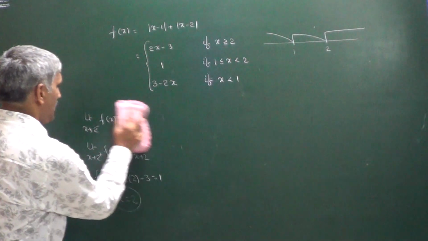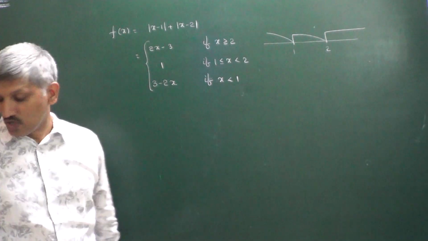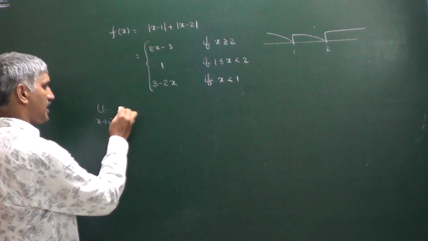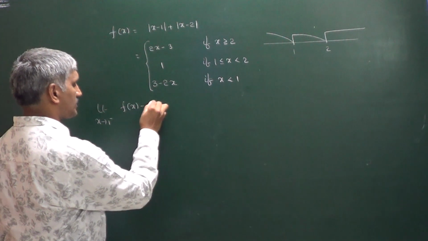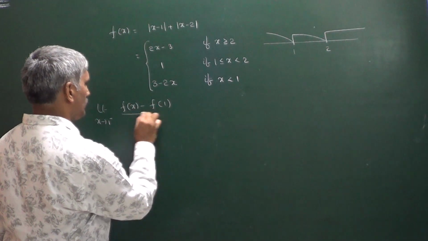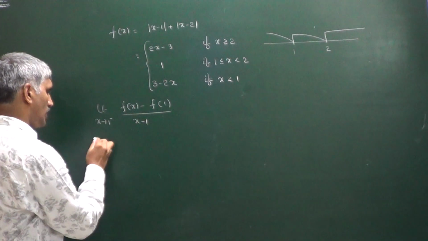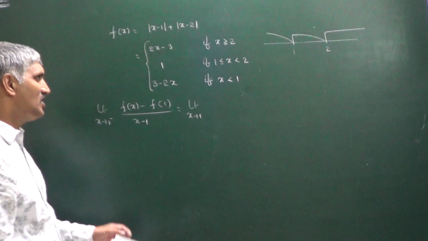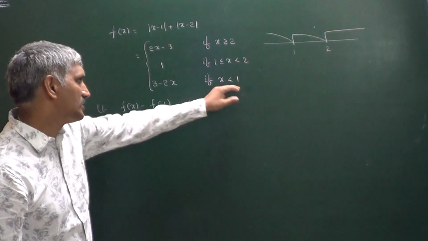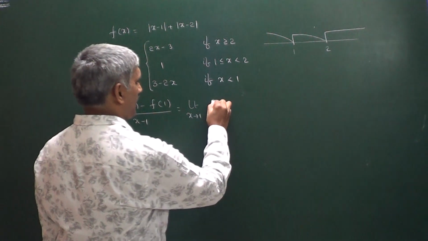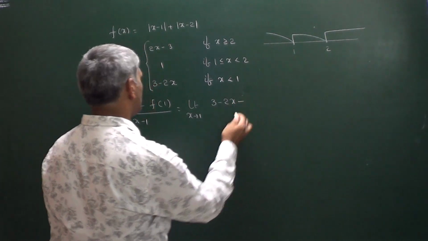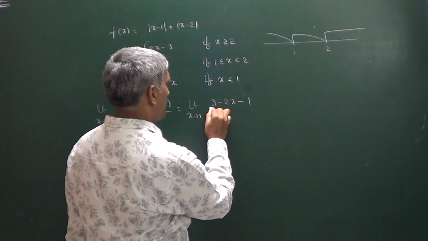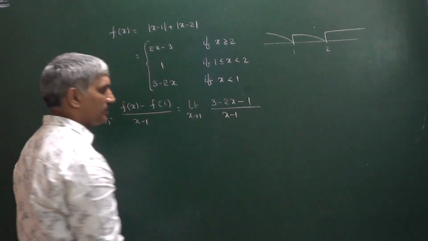Next I am checking the differentiability at x equals 1. Observe now here, limit x tends to 1 minus of f of x minus f of 1 divided by x minus 1. Come on, tell me. 1 minus means less than 1. Less than 1 case this is the function 3 minus 2x, minus what is f of 1? Equal to 1. Equal to 1 case the function is 1, divided by x minus 1.